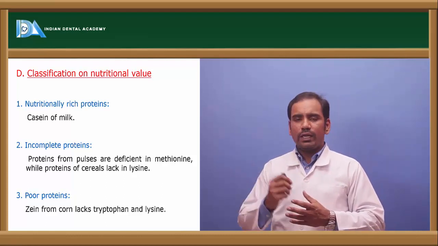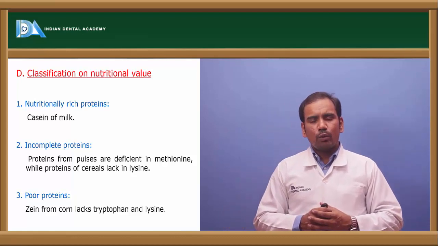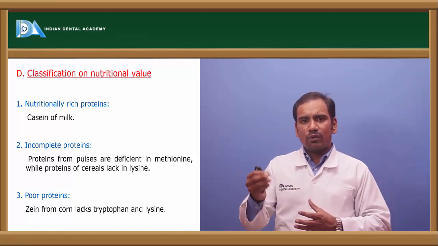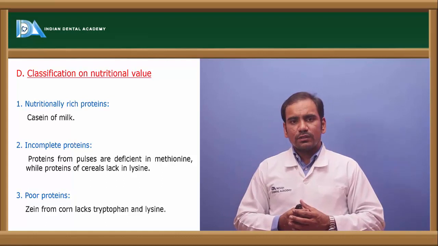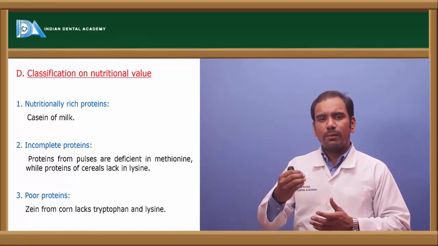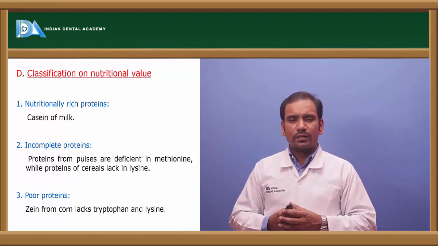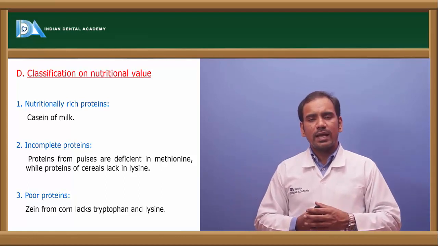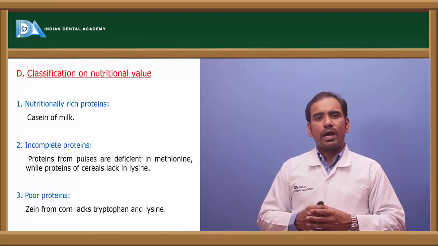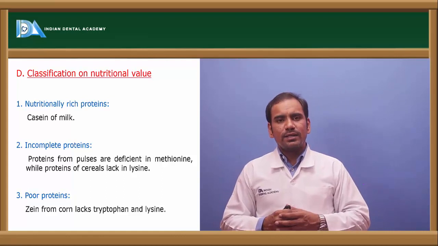Right? Coming to incomplete proteins. So when a protein lacks one essential amino acid, such type of proteins we call them as incomplete proteins. Like proteins from the pulses, they lack the essential amino acid methionine, and proteins from cereals, they lack lysine.